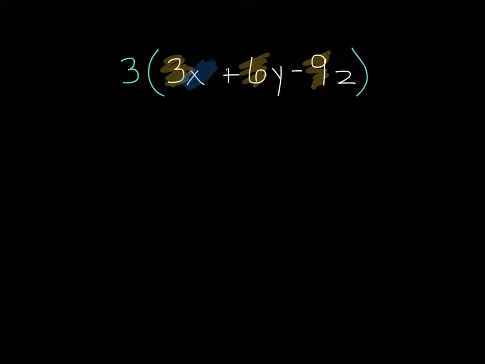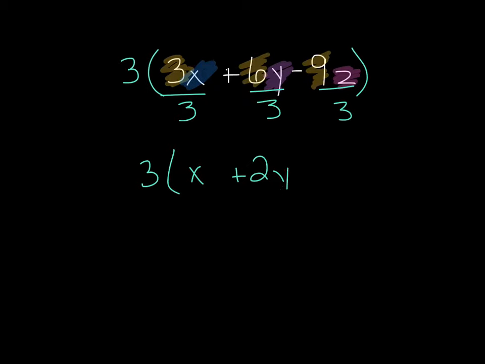We have a y here, that's the only y, so it's not a common factor. And we have a z here, which is the only z, so it's not a common factor. So 3 is the only common factor. And so now we're going to divide everything by that common factor of 3. And that gives me x plus 2y minus 3z.